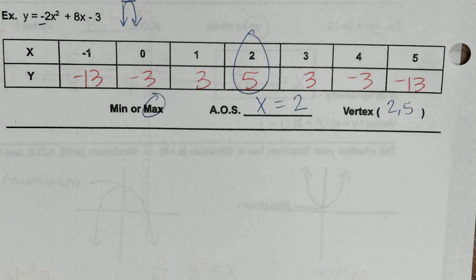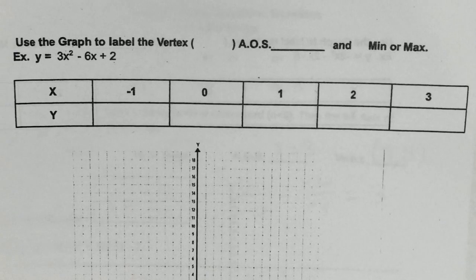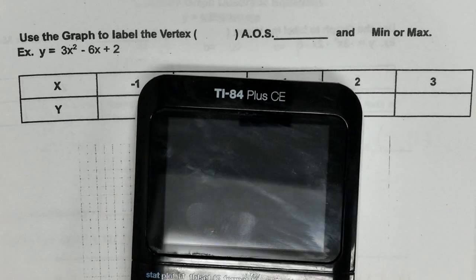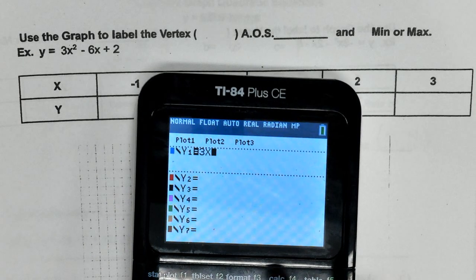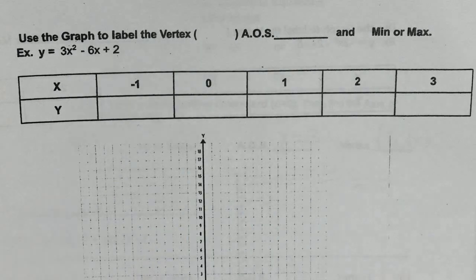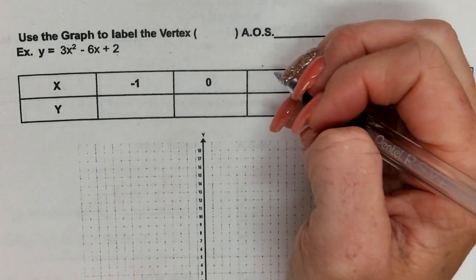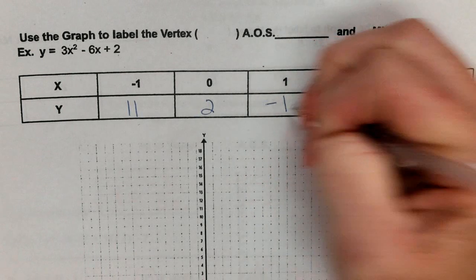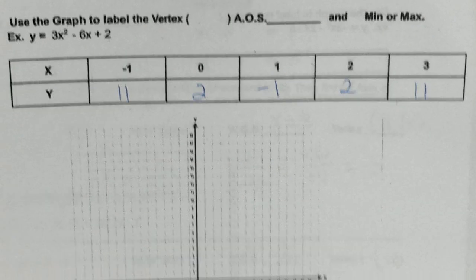Okay, change the page. This is our last example, I think. Yeah, this will be the last one we do. It wants you to use the graph, fill out the table, graph it, label the vertex, the axis of symmetry, and if it's minimum or maximum. All right, so here we go. Go to y equals. Fill out the table. Go graph it.